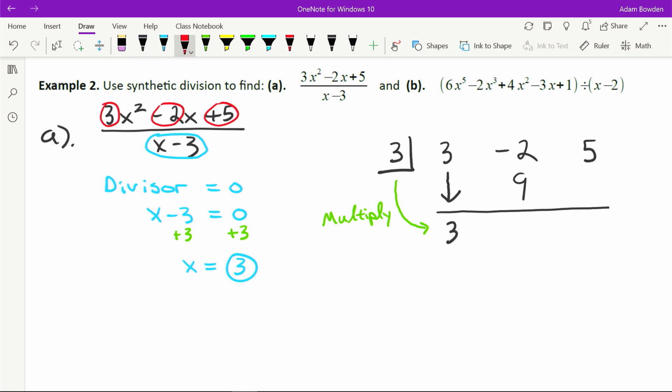That becomes the next number we write over. So with the negative 2, we write underneath it 9. And then we add that number together. So we take negative 2 plus 9, and that adds up to 7.